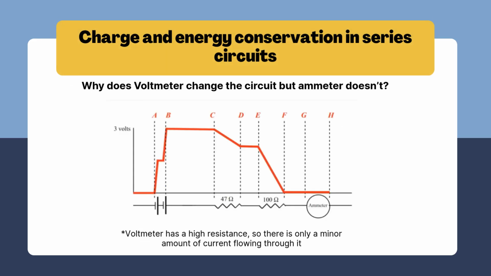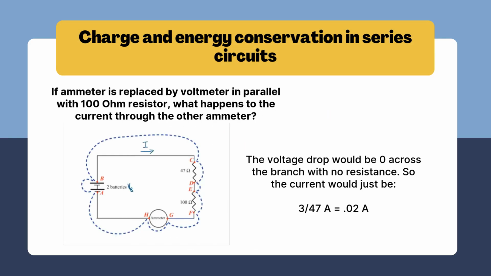So why does the voltmeter change the circuit, but the ammeter doesn't? As I mentioned before, the voltmeter has a high resistance, so there is only a minor amount of current flowing through it, and it can also be depicted through this graph as well. And if the ammeter is replaced by a voltmeter in parallel with a 100 ohm resistor, what happens to the current through that ammeter? The voltage drop would be zero across the branch with no resistance, so the current would just be 3 over 47 amps, or 0.02 amps approximately.